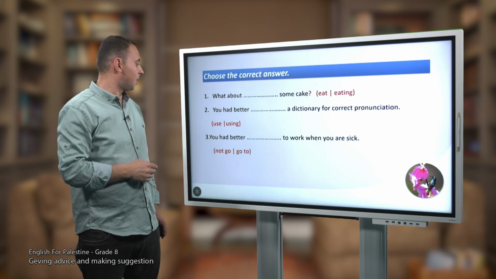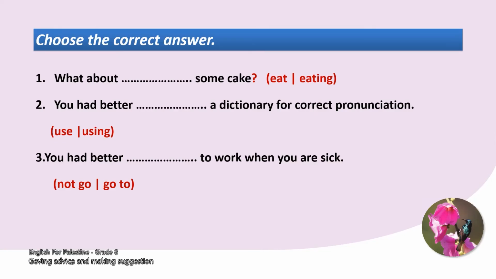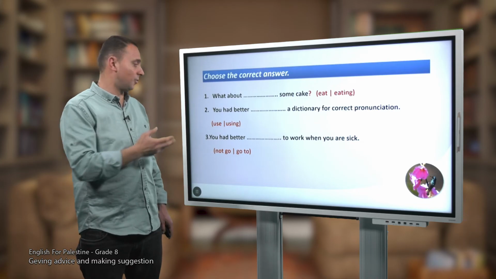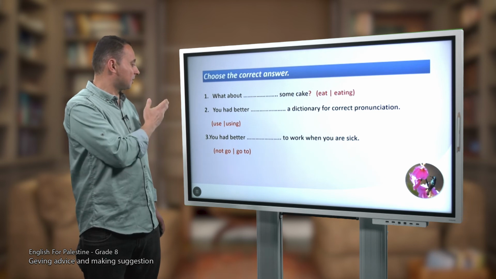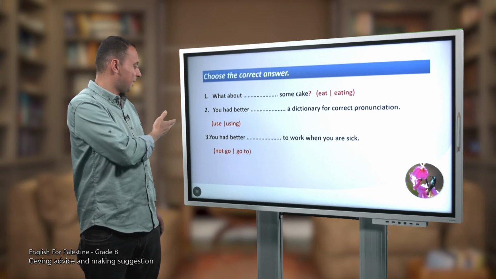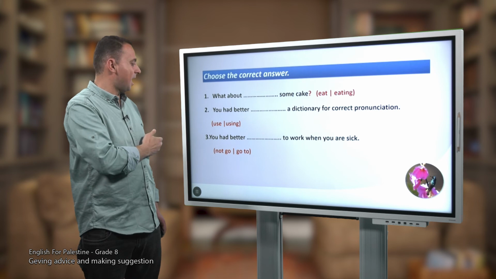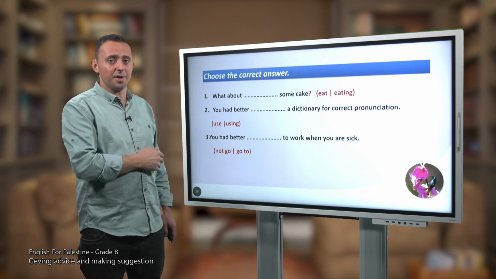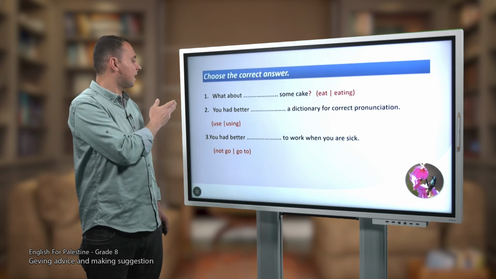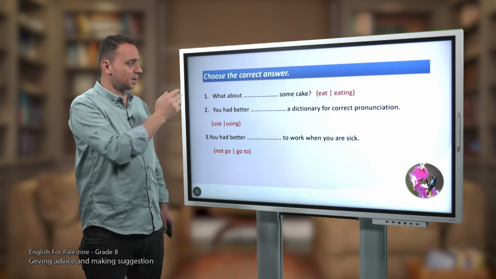Number 3. You had better blank to work when you are sick. Again, you had better blank to work when you are sick. Do we use not go or go to? Very good. We use not go because had better should be followed with the negative not, the negative form, and then the infinitive form of the verb to become you had better not go to work when you are sick.